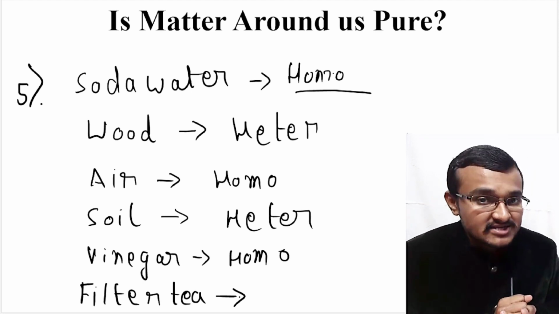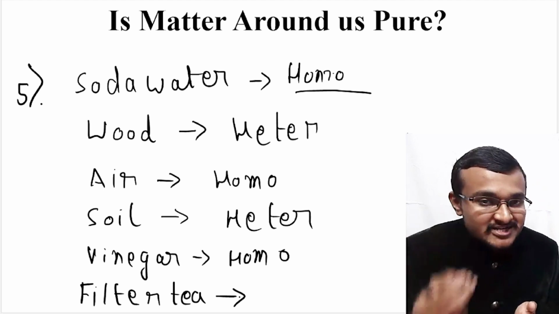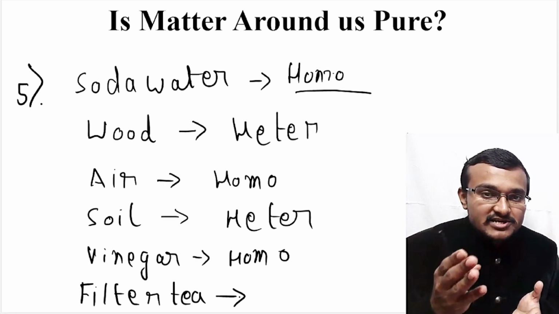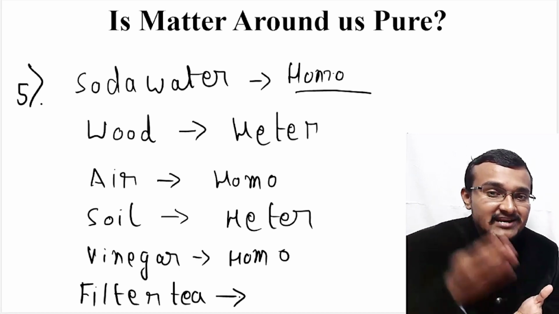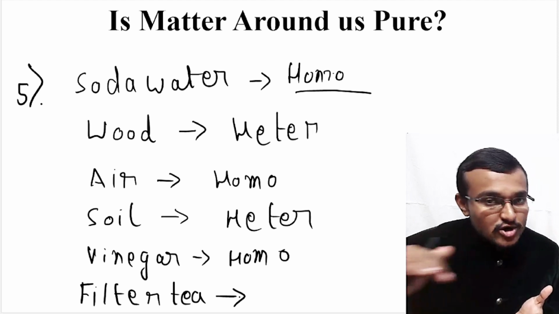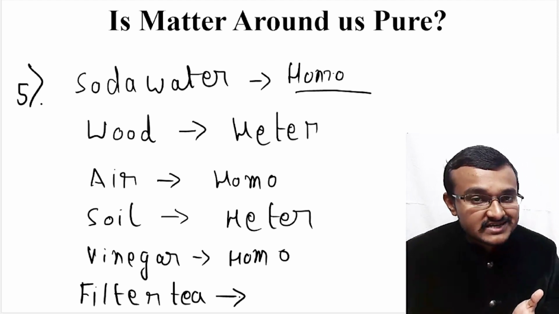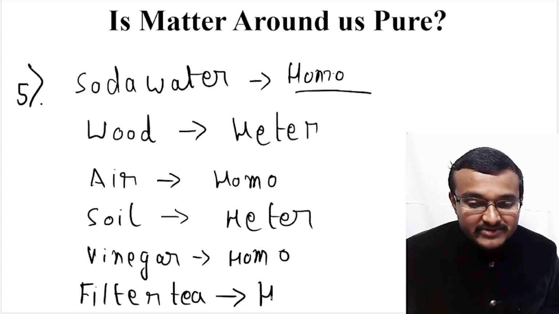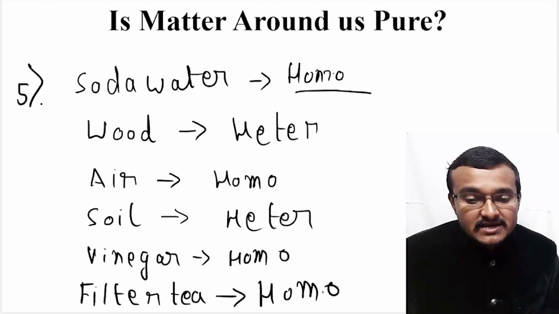But when you filter the tea to remove the tea particles, the filtered tea will not contain any bulk tea particles. They are all removed through the process of filtration, so that's why it is known as filtered tea. Hence filtered tea is an example of a homogeneous mixture.